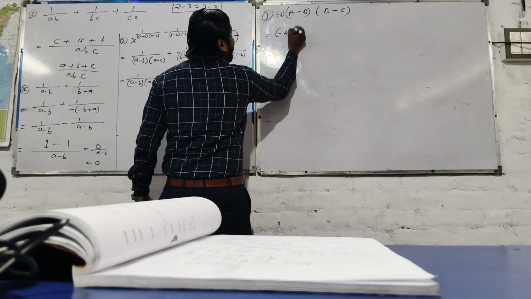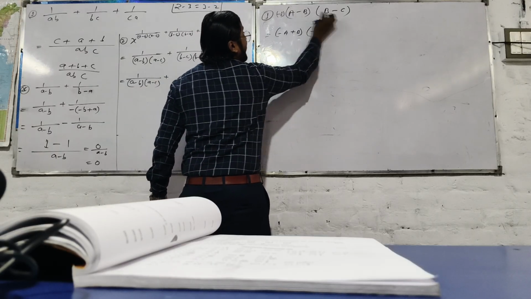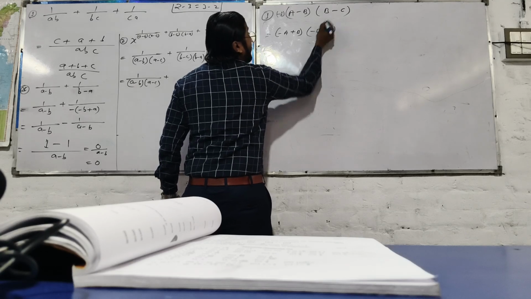Minus 1 multiply the minus b, what will you get? Plus b. And minus 1 multiply with the minus b plus b, it will be minus b. Minus 1 multiply the plus b plus c, it will be minus c. It will be plus c.